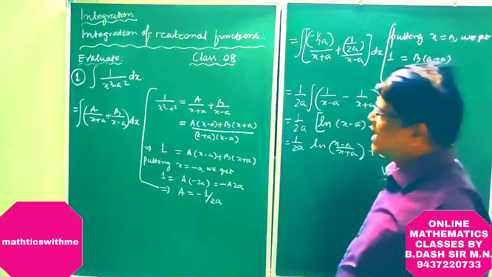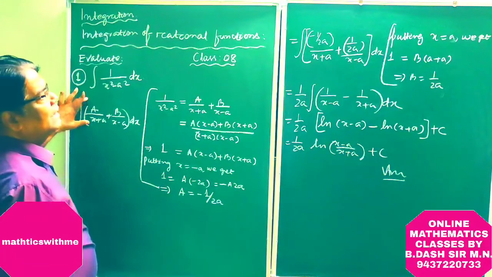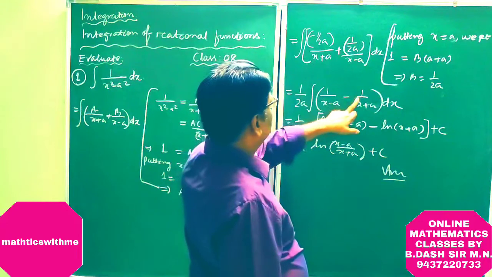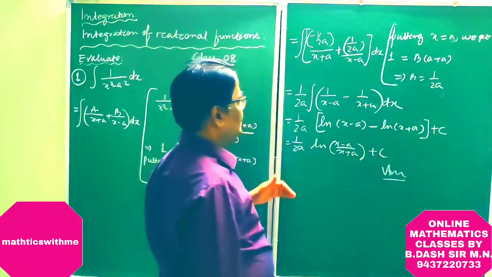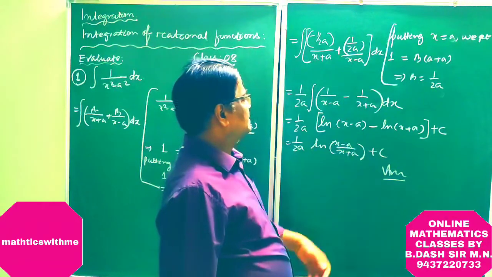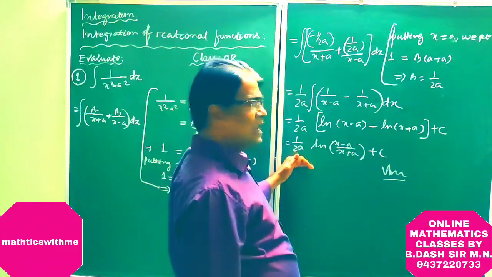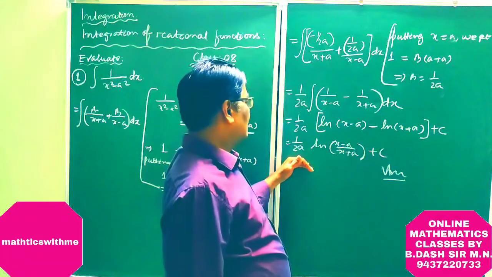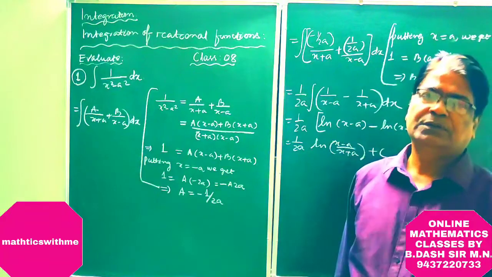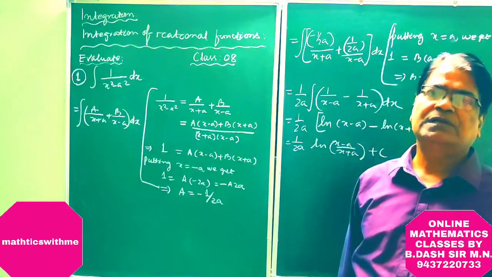Now putting the values of A and B in this integral and taking 1 by 2a common, we get 1 by x minus a minus 1 by x plus a. Now on integration, we get ln of x minus a minus ln of x plus a. So the final answer is 1 by 2a ln of x minus a by x plus a plus c. So our first problem is solved. Let us proceed to solve the next problem.